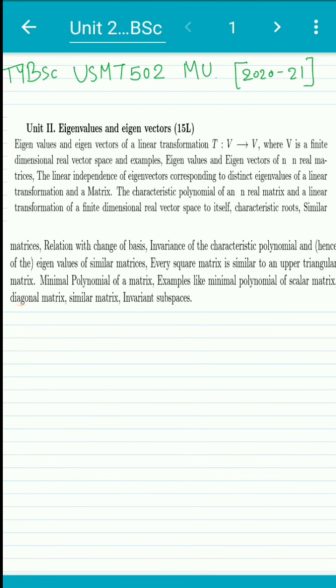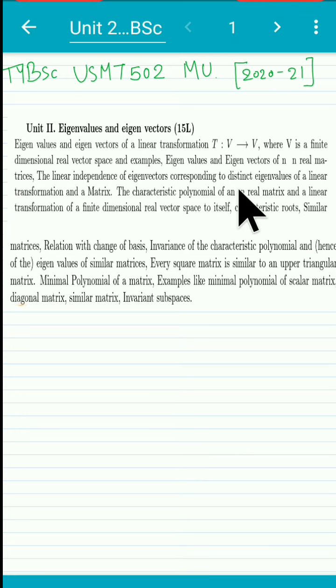In this video, I'll be starting with unit number 2. The name of the unit is Eigenvalues and Eigenvectors, and this is nothing but the portion. They are asking you to find out or learn about eigenvalues and eigenvectors for a linear transformation where V is a finite dimensional real vector space. So this is nothing but our restriction. We will work on finite dimensional spaces always, but over the reals only.